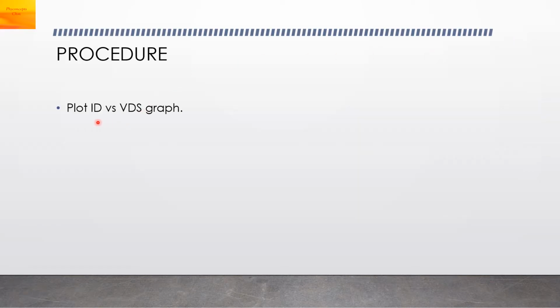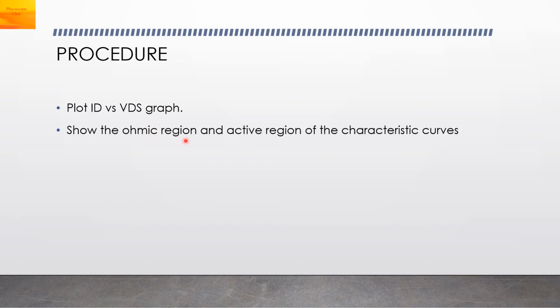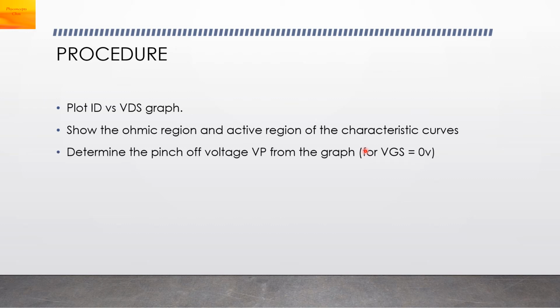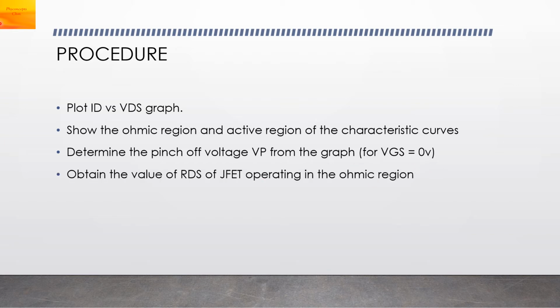Then we plot a graph of ID versus VDS. We show the ohmic region and the active region of the characteristic curves. Determine the pinch off voltage VP from the graph, that is for the VGS equal to 0 volt curve. Obtain the values of RDS of the JFET operating in the ohmic region. Tabulate the value of RDS against VGS.